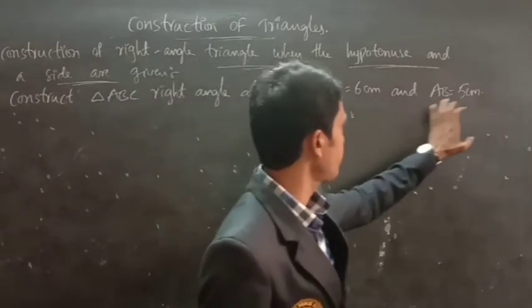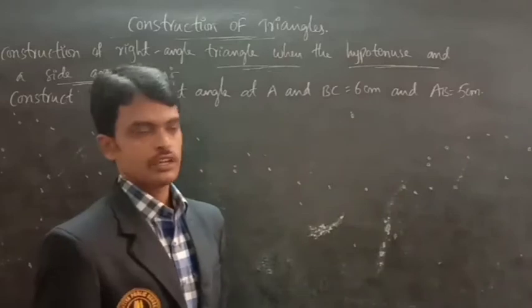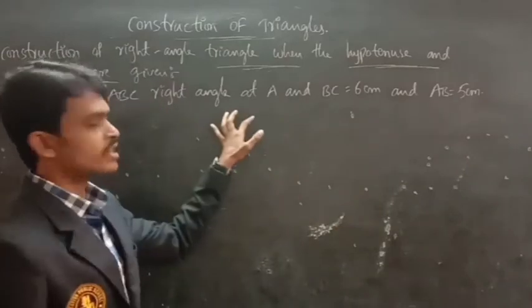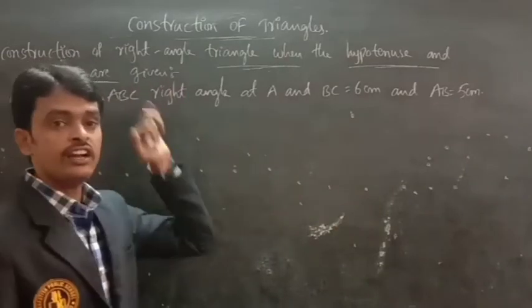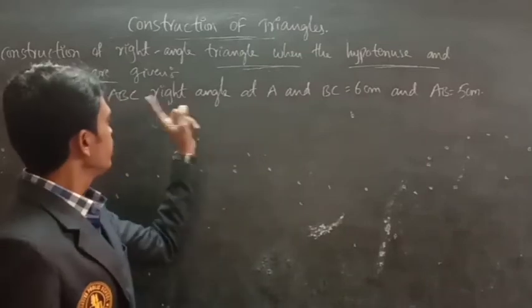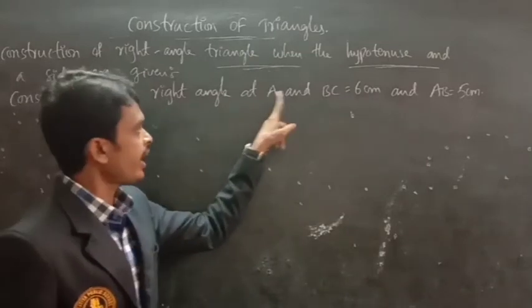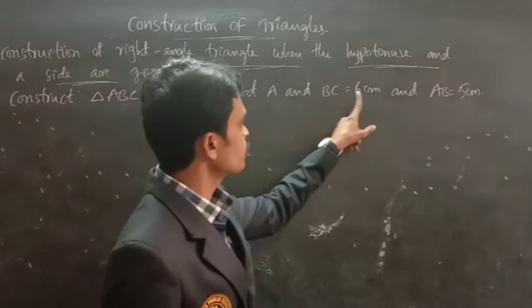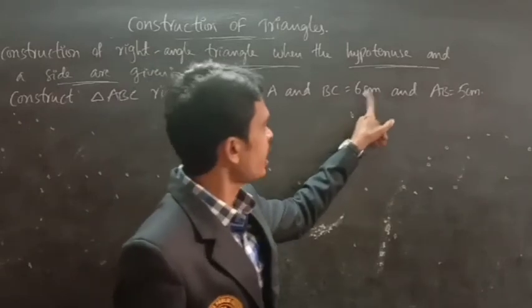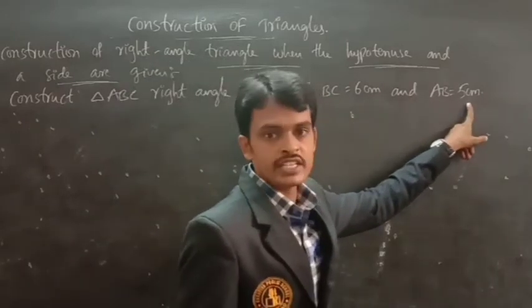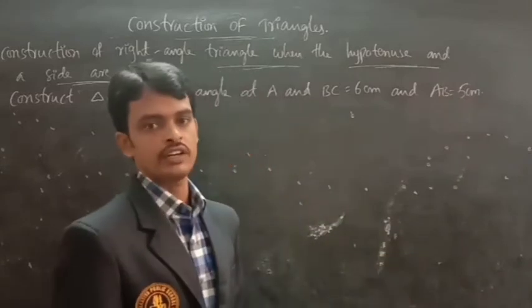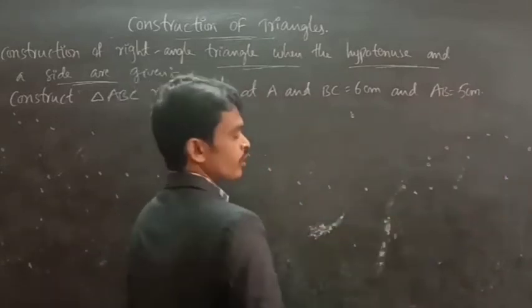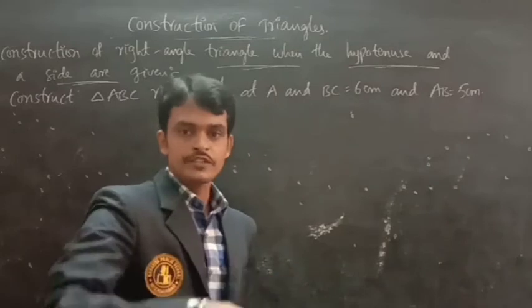Centimeters and AB 5 centimeters. So with these given measurements we should construct a right angle triangle. The given right angle is at A, and BC is the hypotenuse, 6 centimeters, and AB we should treat as a base, 5 centimeters. So now here first we should draw a rough sketch.